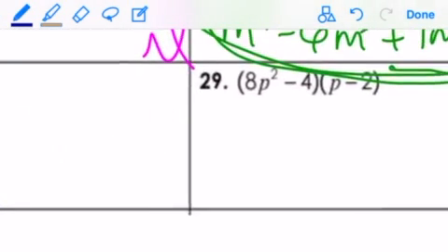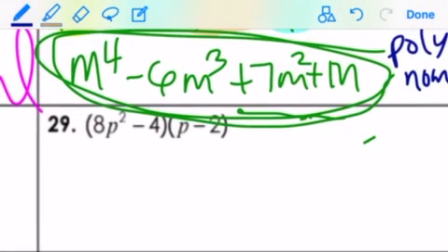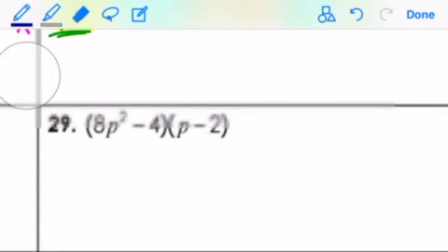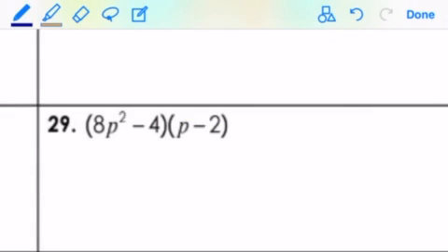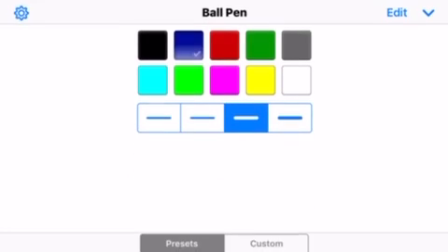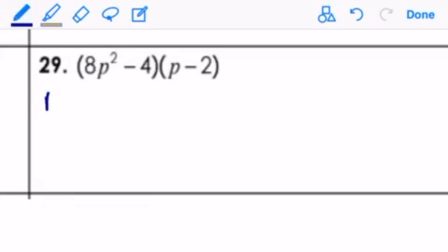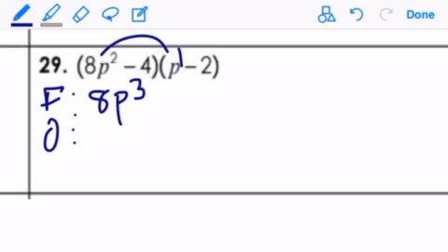Okay, so last one, 29. Okay, again, I'm going to do foil or rainbow smiley face. I'll just show you foil, but it's the same thing. So F would be the first two. That's my rainbow. All right, so that would be 8p to the third. Okay, then O will be the outside. That's my second rainbow. So 8p squared times negative 2 would be negative 16p squared.